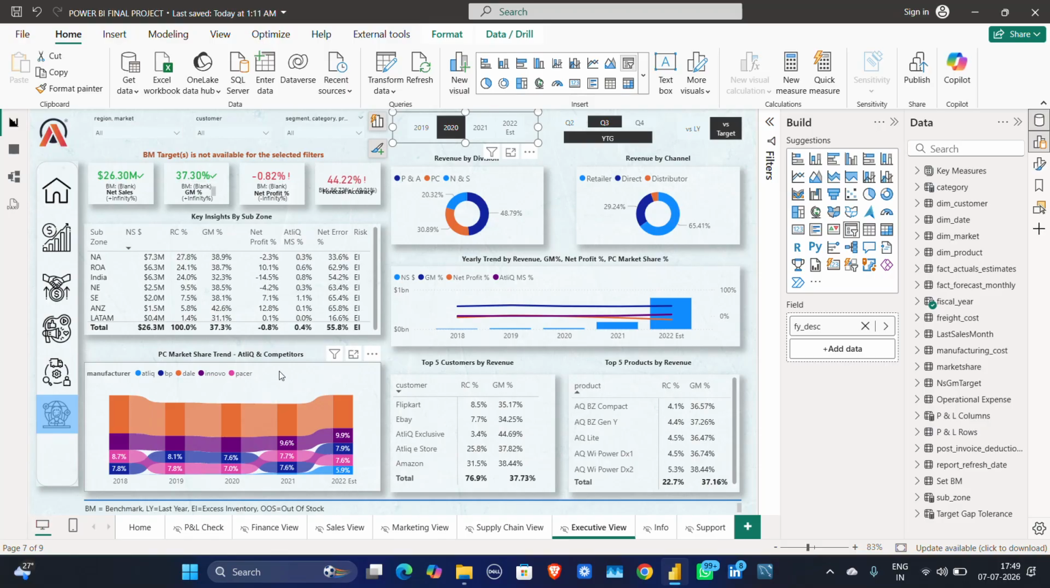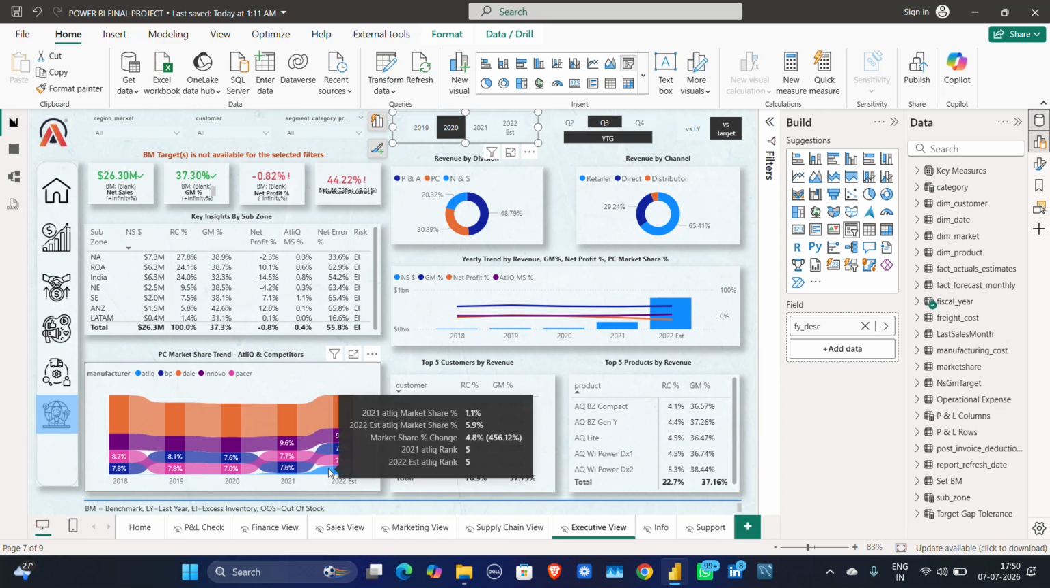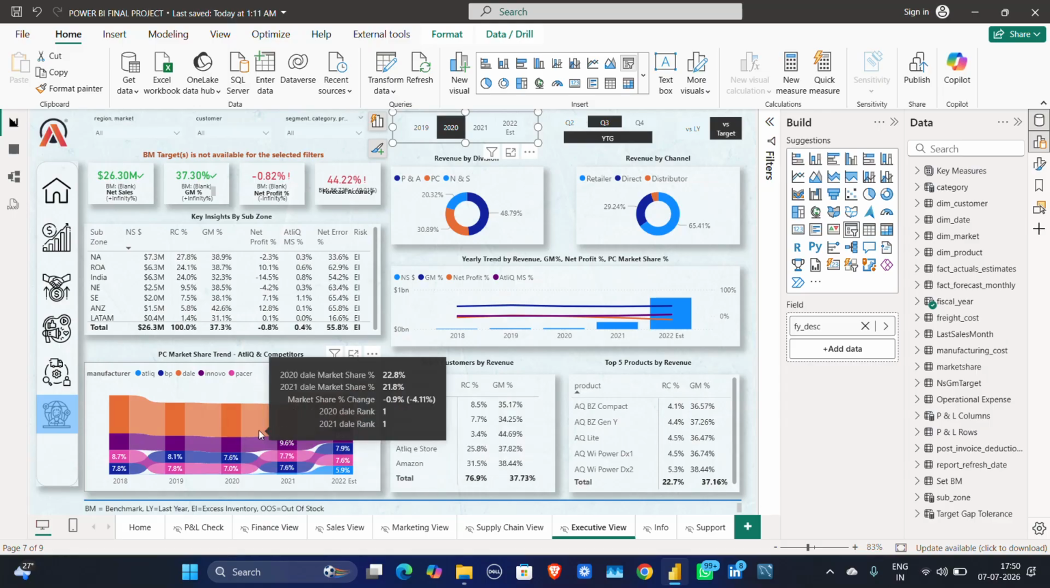For example, if one competitor consistently gains market share while our company's share declines, it may indicate stronger competition, changing customer preference, or new market opportunities that require attention. This helps leadership evaluate whether the company's long-term market strategy is moving in the right direction. So as you can see here, this is Atlic's market share.